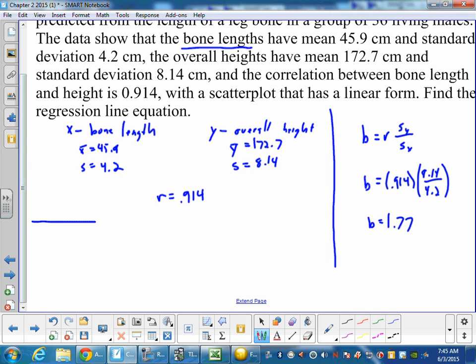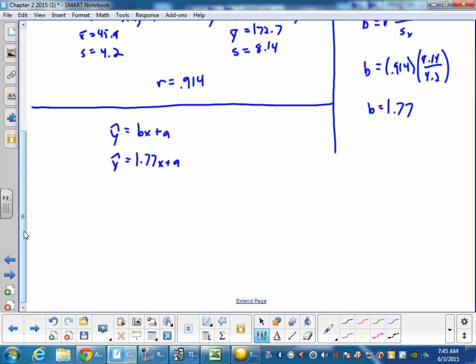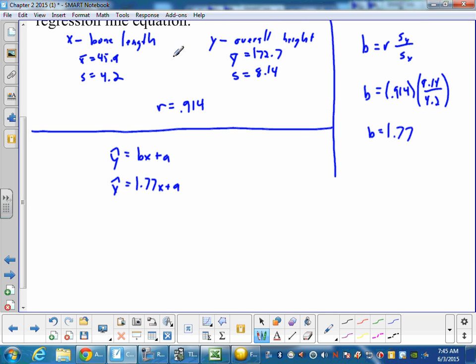Now for our least squares regression line, we know y hat is equal to mx plus, or bx plus a, where this is our slope. So we know 1.77x plus a. Now we need to figure out what that a is. Well, we know the means are a point on the line, so we can plug in 172.7 and 45.9. And now we can solve for this.